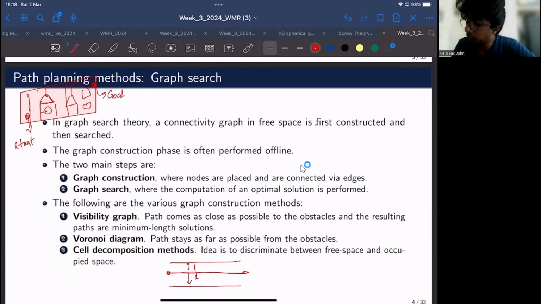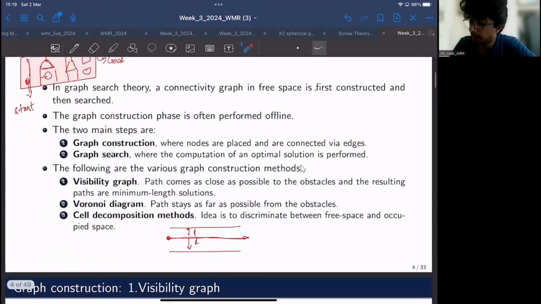And the third one would be cell decomposition method. What it does is that it will basically discretize the grid into multiple cells, and it will also detect whether or not an obstacle is present on a cell. If an obstacle is present on a cell, it cannot go through that cell. If it is free from obstacles, it can go through a free cell. So that is the basic principle of cell decomposition methods. We'll cover this in detail.